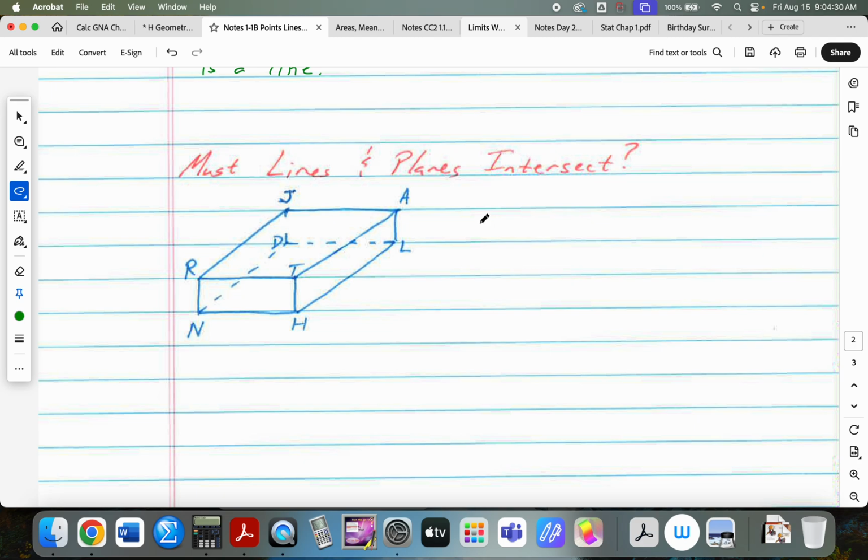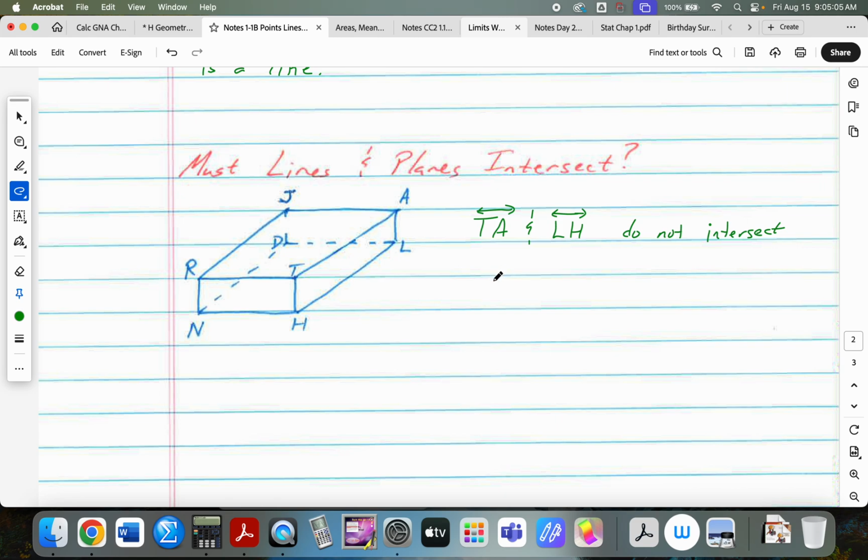So for example, like line TA and line LH in this diagram. Do those intersect? Are they ever going to cross one another? No. Anybody, can you tell me what those lines are called? What's the name for that? Yeah, those are parallel lines.